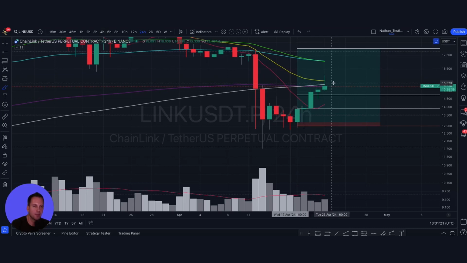The conservative play was to just get out around the 15.50 level, and of course it went, as it often does, to the psychological resistance, which was $16 here.